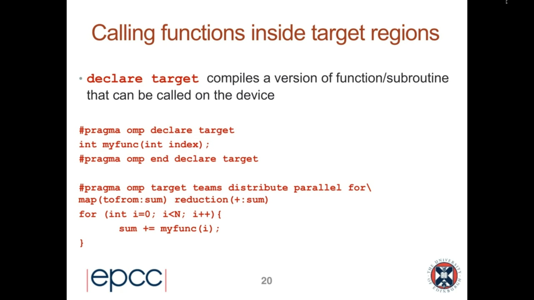But you have to mark them up. Essentially, if you're going to call a function inside a target region, you have to tell the compiler to compile a version of it that can be called on the device. That's what declare target does. So if you wrap your function prototypes inside a declare target and end declare target block, then the compiler knows that you're going to call myfunc on the device, and it will compile a version for the device as well as for the host.